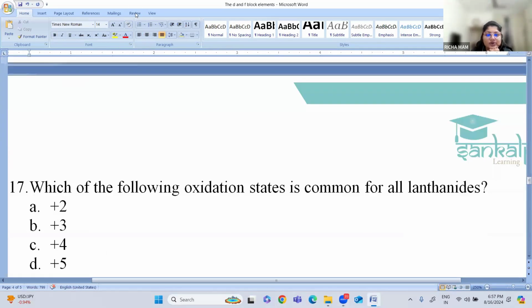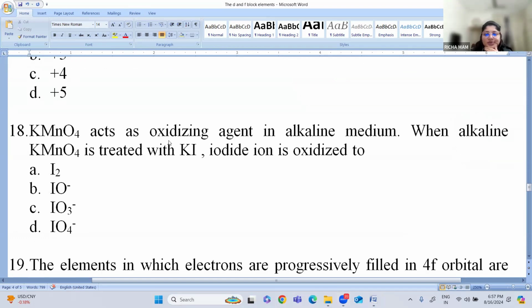So it is +3. Sanjuta, Srivaruni, very good. Remember that. The common oxidation state shown by all the lanthanoids is the +3 oxidation state. So option number B is the answer.